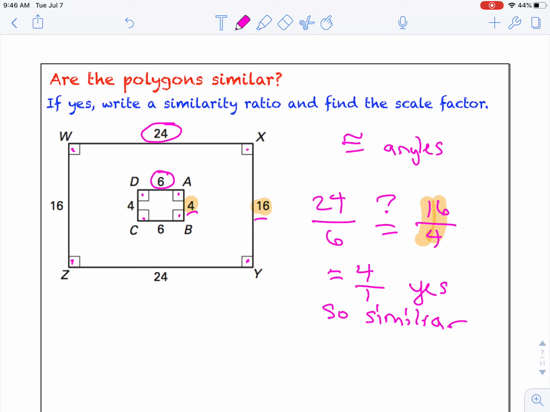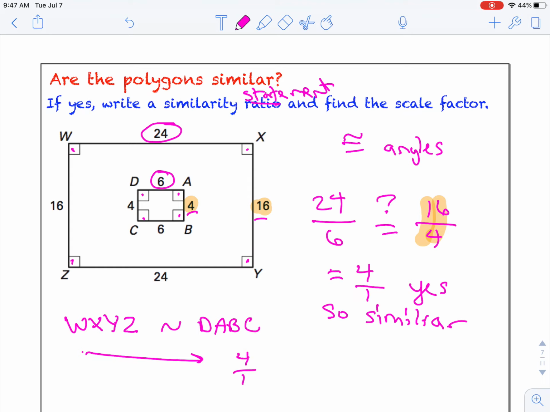So now we're going to write a similarity ratio. This is actually a similarity statement that we want to write. I think that will be more helpful. So now we can say that polygon W, X, Y, Z is similar to D, A, B, C. And the scale factor, if I go from this figure to this figure, would be 4 to 1.